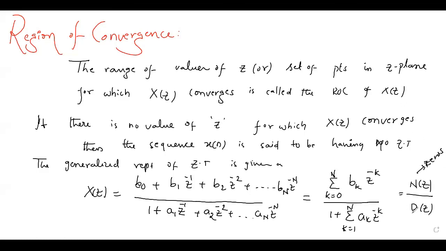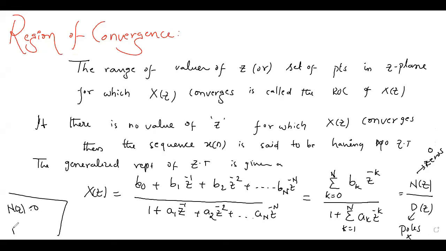Zeros, and roots of denominator are known as poles. Poles are represented using a cross mark, zeros are represented using a circle in the Z plane. So here please write that statement, roots of numerator. How do we find roots of numerator? By equating N of z to 0, isn't it? So roots of numerator are known as zeros.